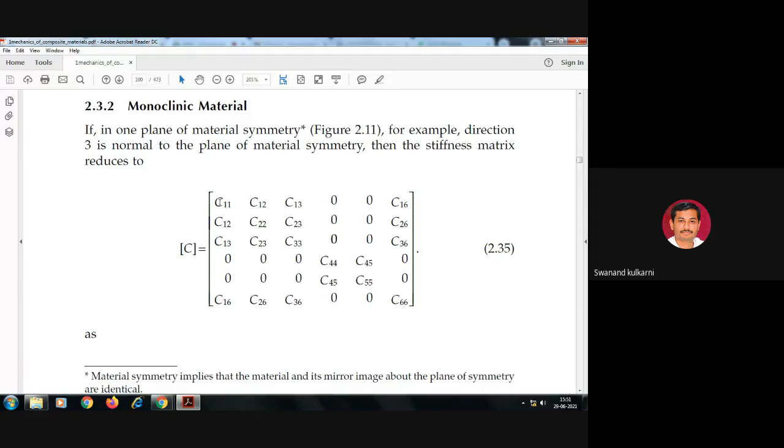Is it okay? So if we count the particular parameters for monoclinic material, we will come to know 1, 2, 3, 4. These are covered. This is 5, 6, 7. This is covered, because 1, 3, which is present here also. The 2, 3, which is present here also.